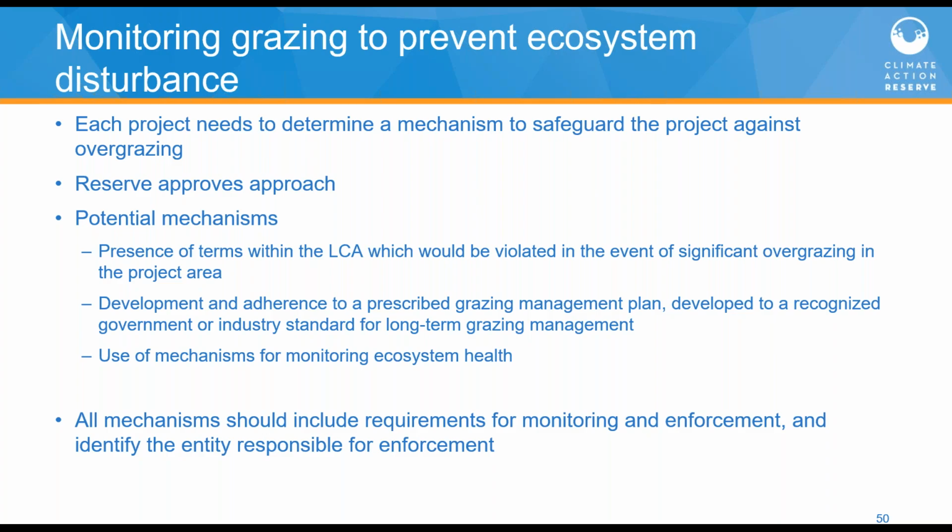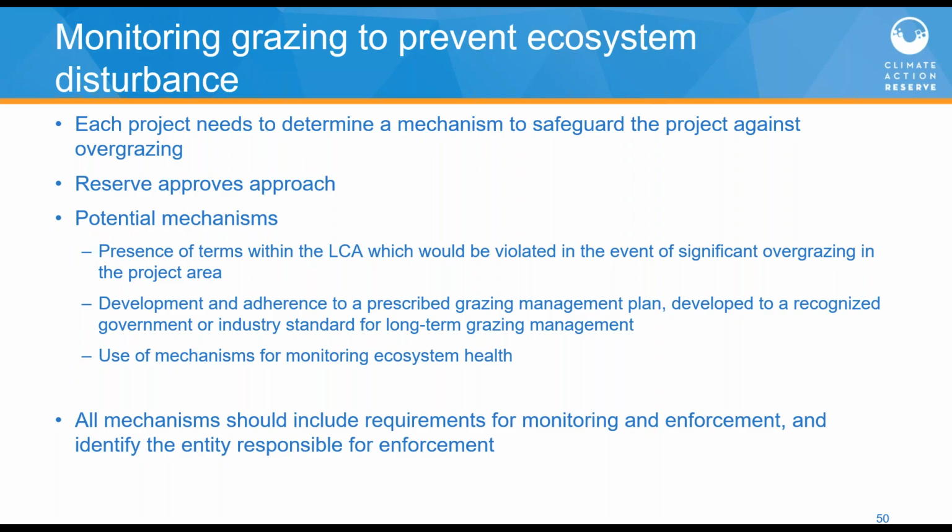So there's different ways you could come at this as well. There could be terms within your land conservation agreement that would prevent overgrazing. Perhaps there's specific language that limits grazing activities, or perhaps there's language that, for example, requires adherence to a vegetation management plan, and you'd be violating that if you were overgrazing the project area. You could have a prescribed grazing management plan that is adopted by the rancher and is developed to a recognized standard for long-term grazing management. And you could be using the mechanisms for monitoring ecosystem health. So that's the other option.